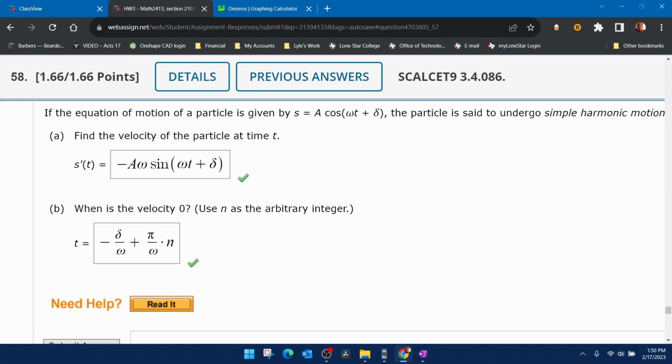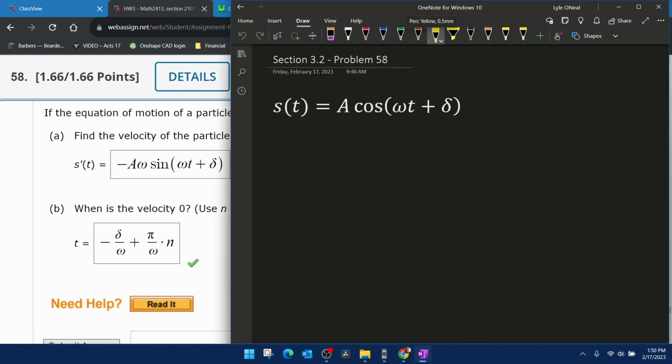You need to know that the velocity indicates the first derivative. Although they've kind of already indicated that by writing s prime of t, that's just something you need to know: the derivative of the function gives velocity. So what I've done is I've rewritten the formula over here in my notes, changing it from s to s of t equals A cosine of omega t plus delta.